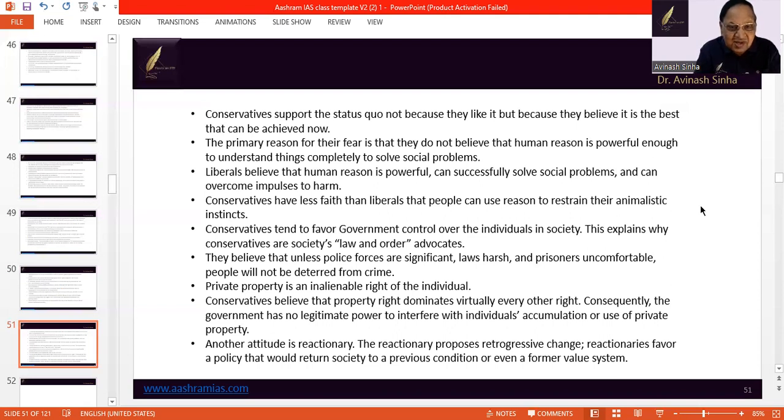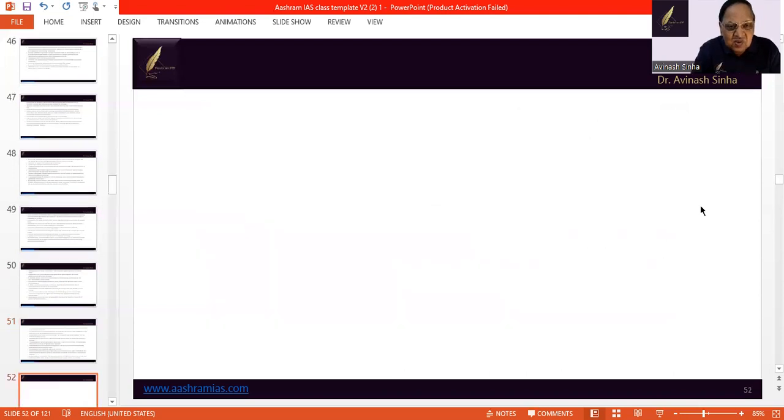Another attitude is reactionary. This is another political attitude. The reactionary proposes retrogressive change. Reactionaries favor a policy that would return society to a previous condition or even a former value system. See how this attitude of the reactionary is to come back again to the previous system.